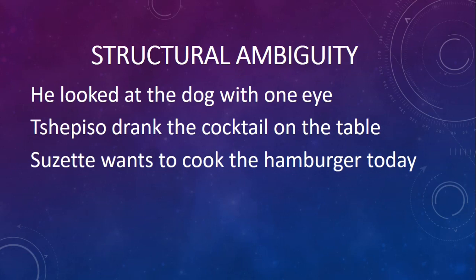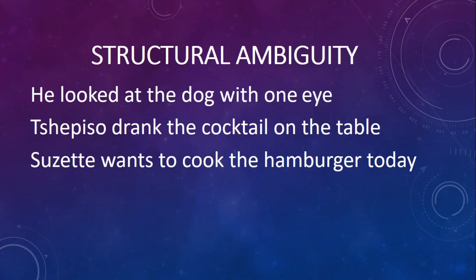Similarly, Chipiso drank the cocktail on the table could have two meanings. The prepositional phrase on the table could be modifying the cocktail noun phrase, in which case it would mean that the cocktail is on the table and that is what Chipiso drank. The other meaning is that the prepositional phrase is modifying the verb phrase, which is the drinking event. The meaning associated with this structure would be that Chipiso is on the table when she drank the cocktail.